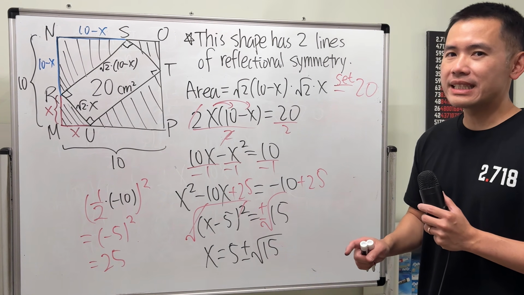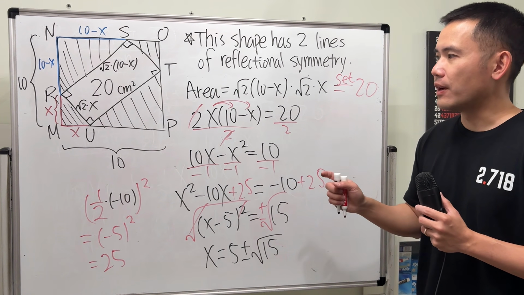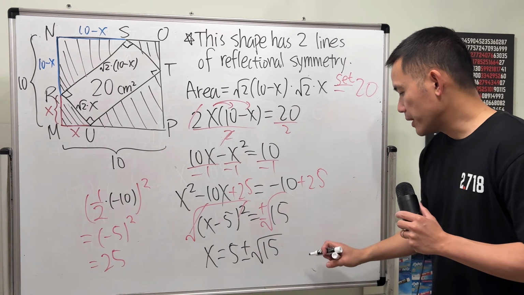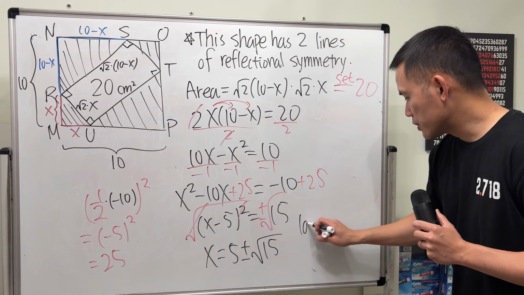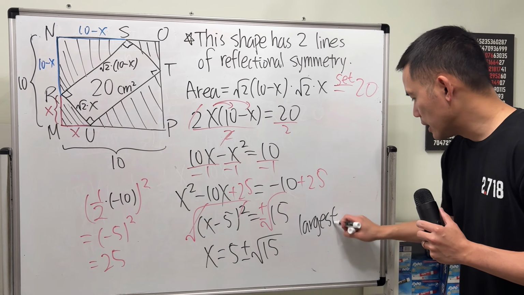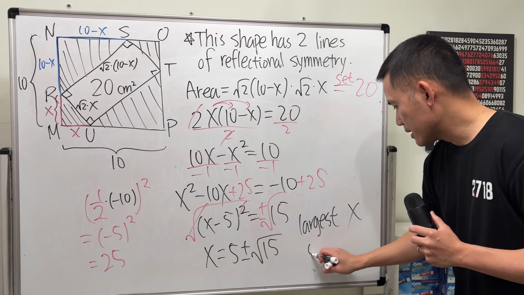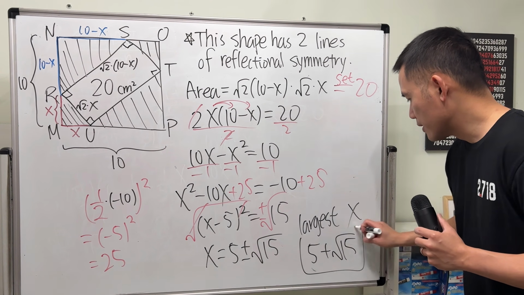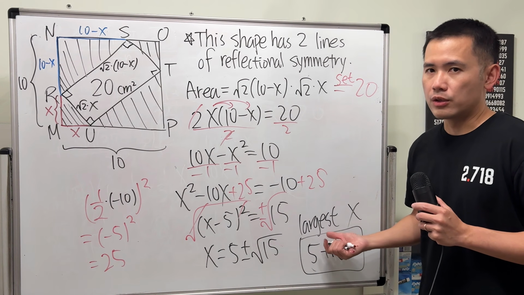However, the question is asking for the largest x value that will give us this right here, 20. So we are going to pick the larger value. So the largest x is 5 plus square root of 15, just because the question is asking for the largest x.